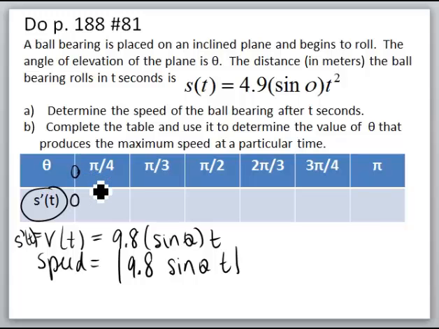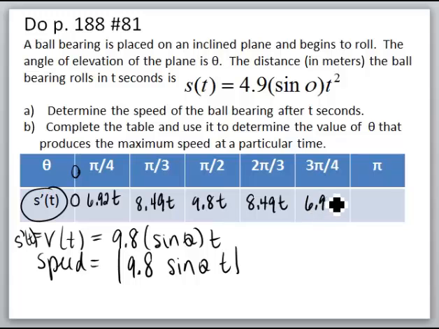When I put in pi over 4, I get 6.92 t. When I put in pi over 3, and all I'm doing is asking my calculator each one of these things, I get 8.49 t. When I put in pi over 2, I get 9.8 t. When I put in 2 pi divided by 3, I get 8.49 t. And what you will find is this pattern where it's coming back down.